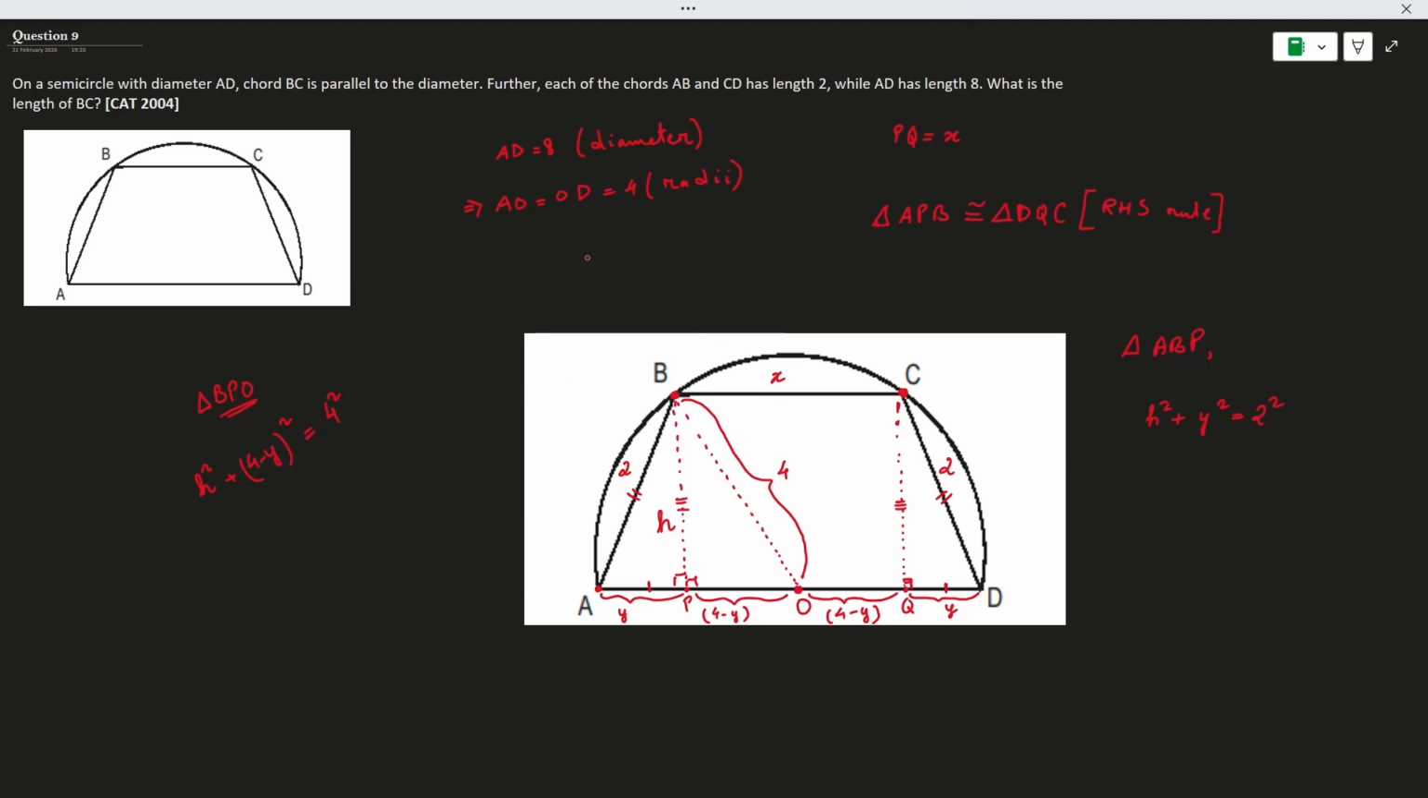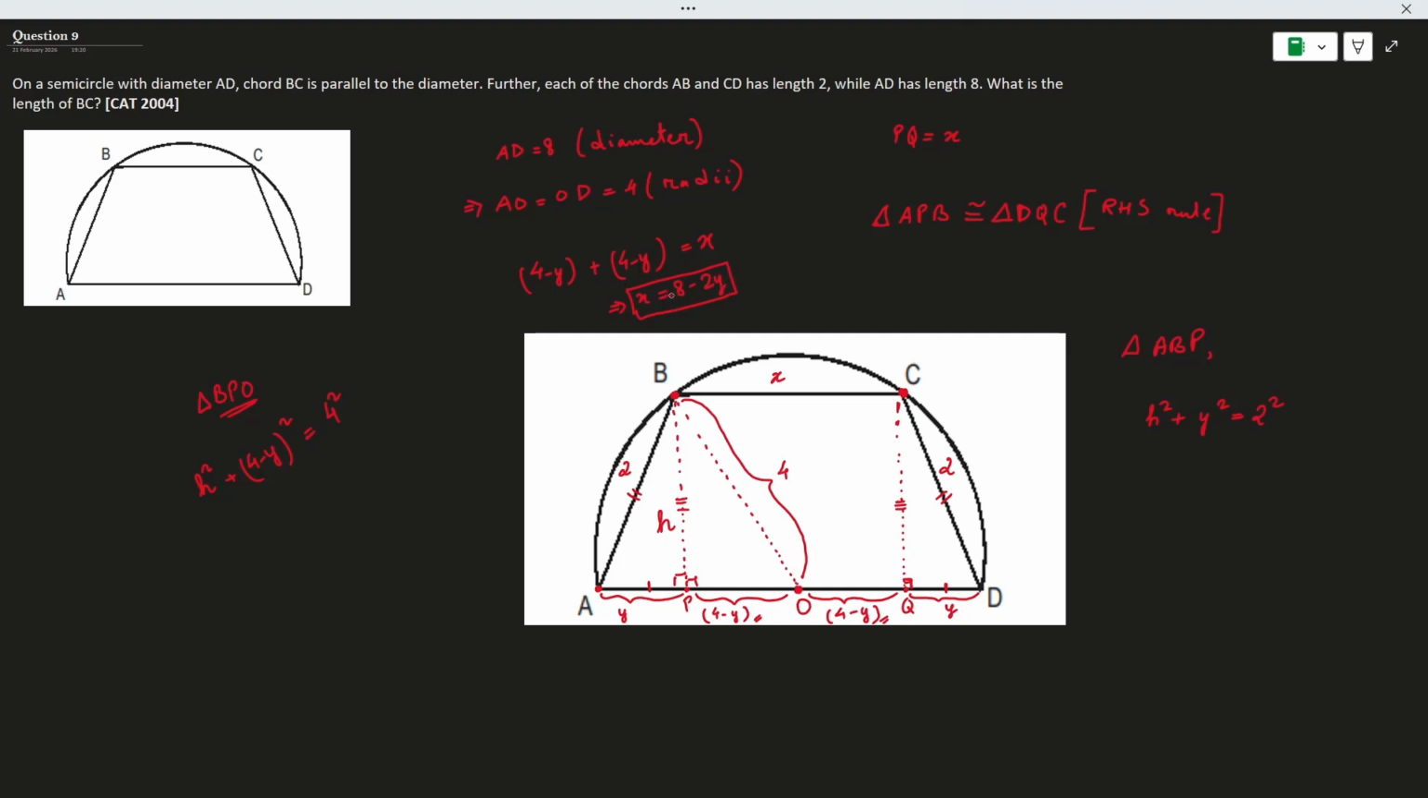Third equation, I will write this at the top. See, 4 minus y plus 4 minus y will give me basically x, right? BC is x. So from here I can say x is equal to 8 minus 2y. So basically I need to find the value of y so that I can find the value of x.